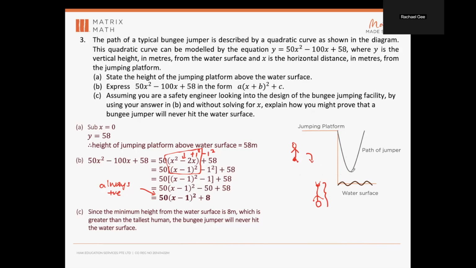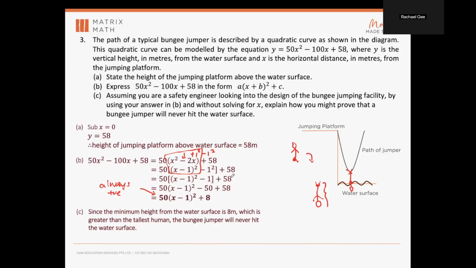So if your minimum height here is only 1, it's quite risky because your full length, okay, let's say this is your leg, you will be partially submerged inside the water, okay? That's why we will use greater than the tallest human instead of more than 0, because more than 0 might not be safe enough.